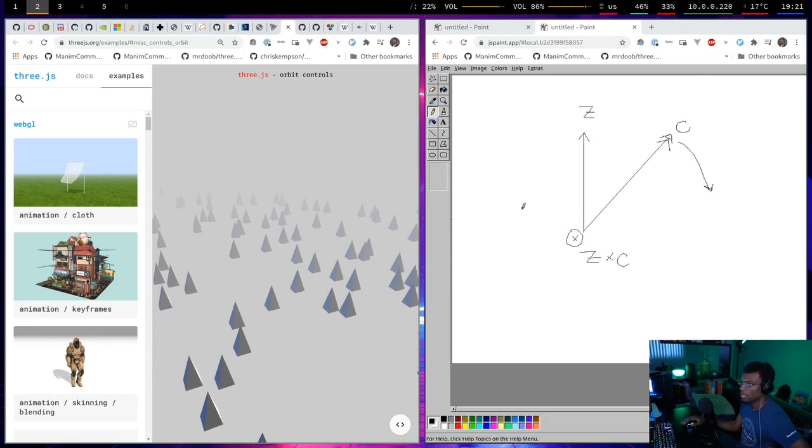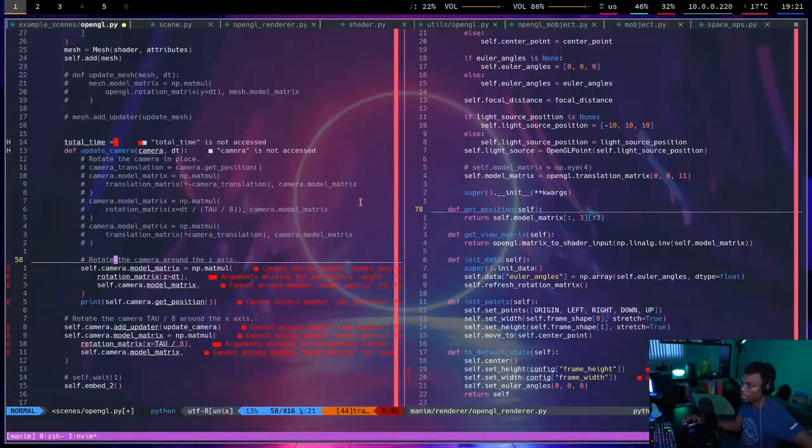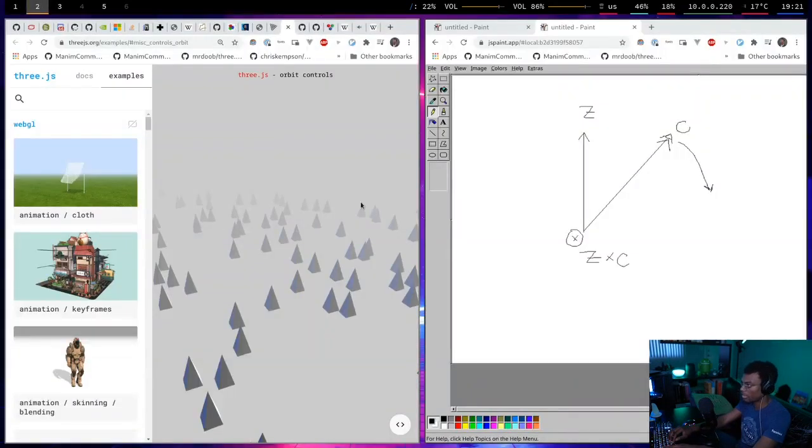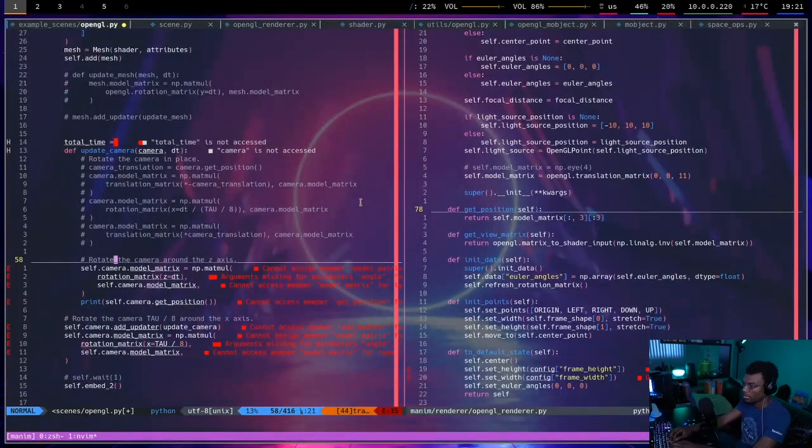This vector, Z cross C, there's no way this is a well-behaved vector. This is going to be the most random vector in the world. Although I think there are already utility functions for computing the rotation matrix around an arbitrary vector. But here's what I'm going to do.